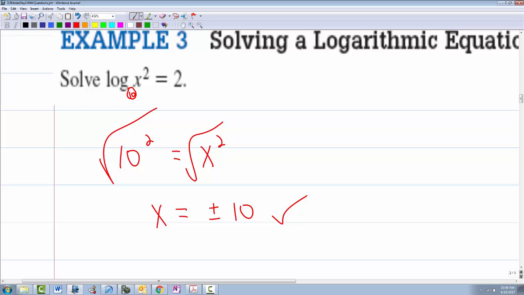By the way, though, you've got to worry about negatives when working with logs. Does this negative 10 work when I plug it in?